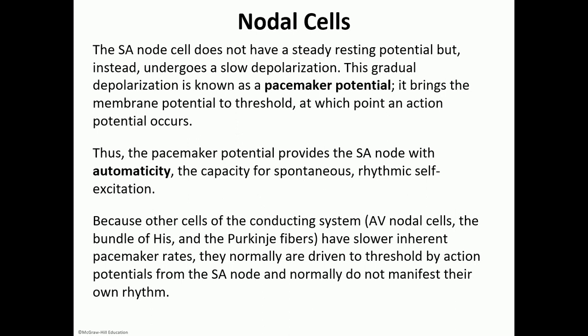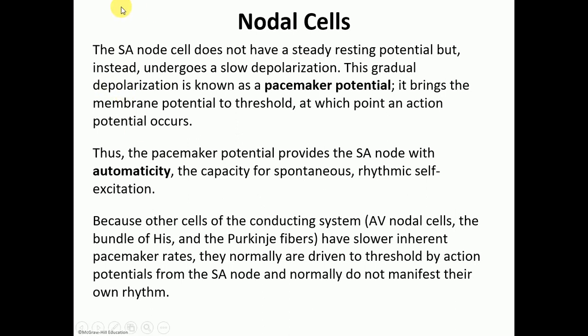The SA node, though, is known as the pacemaker because it has the fastest rate of automaticity. And automaticity means, again, the capacity for spontaneous rhythmic self-excitation. Again, it is a specialized kind of cell that has the ability to produce its own electricity without orders coming from the brain, from higher centers in the CNS. And because the SA node is the fastest at doing this, the upper hand goes to the SA node, making it the pacemaker of the heart.